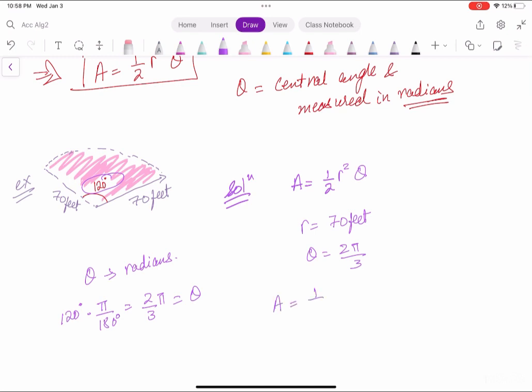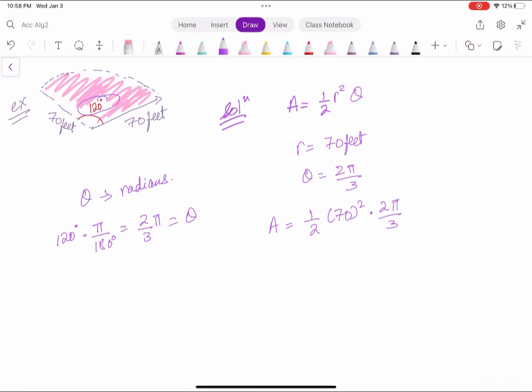So we have theta as 2/3 pi, and we have the radius as 70. Let's put everything together. Area will be 1/2 times 70 squared times 2 pi over 3. When I plug it in the calculator, you should get approximately 5,131 feet squared, or you can say 5,131 square feet, because remember, area is always represented in square units.